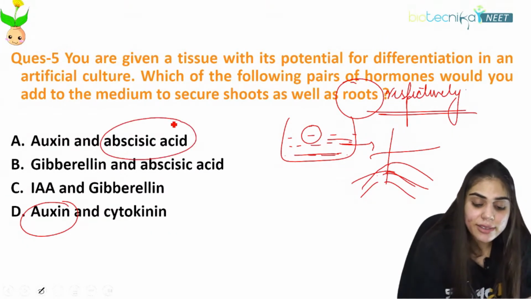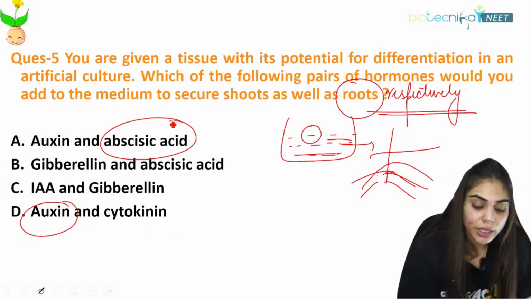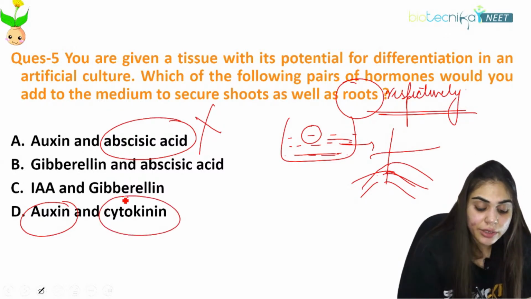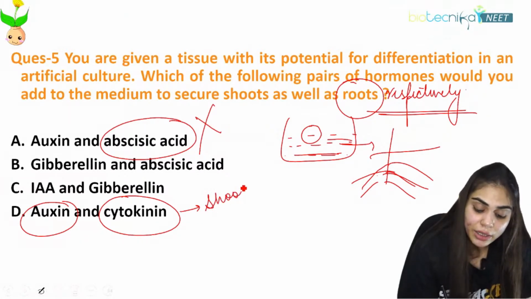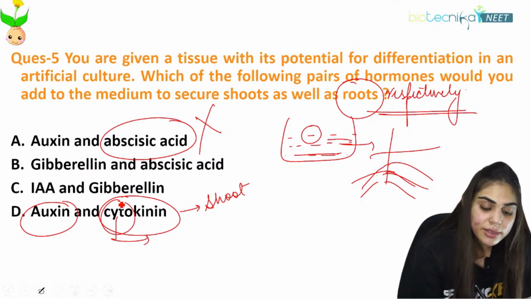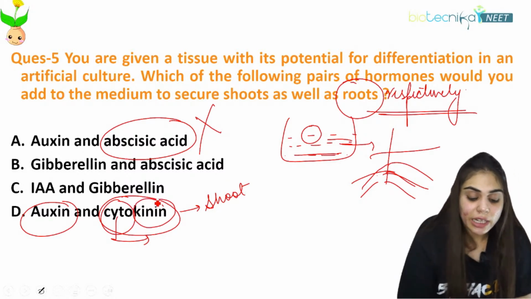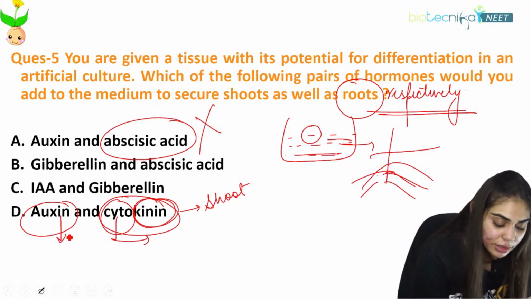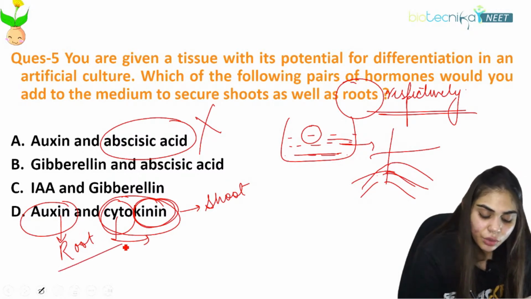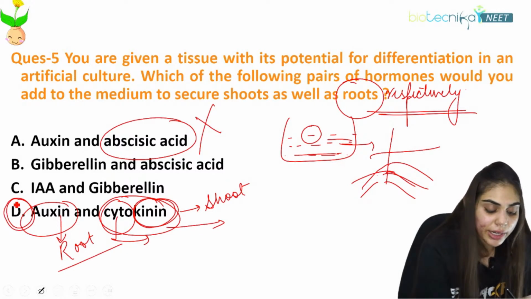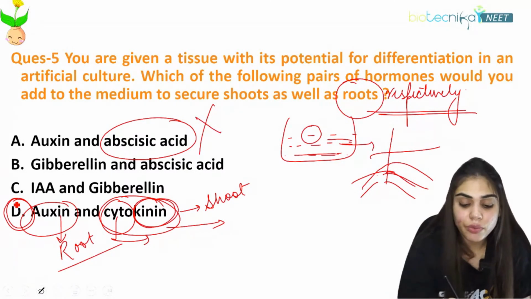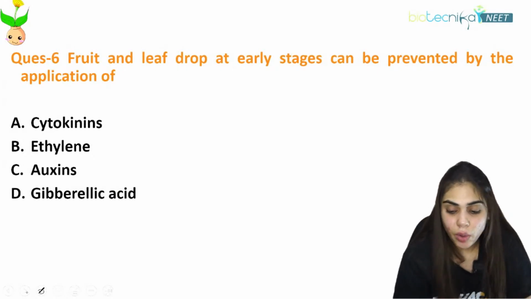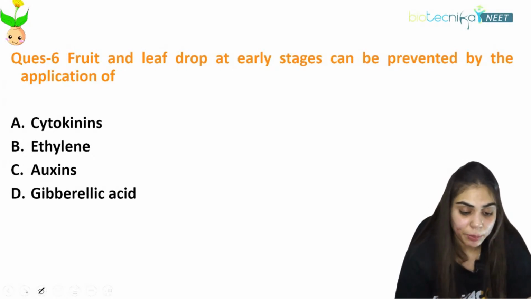But we know abscisic acid is an inhibitor of everything. It is not at all initiating the root and shoot formation process. But cytokinin is causing shoot elongation. Why? Because the name itself suggests it: cyto means cell, kinin means division. That means it will help in the division process and cause the formation of shoot. So for auxin, we have root, and for cytokinin, we have shoot. So auxin and cytokinin are the combination that will cause the formation of shoot as well as roots in the plants.